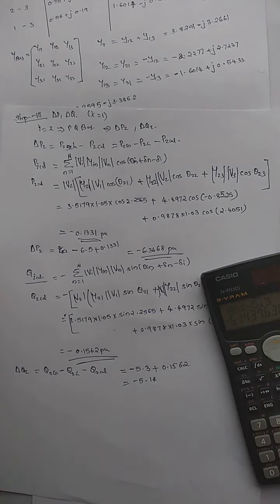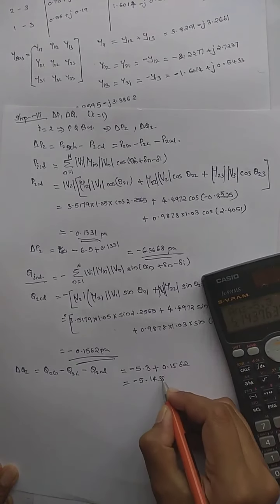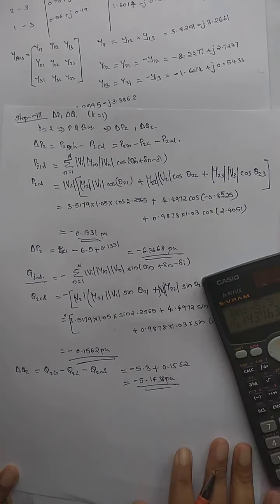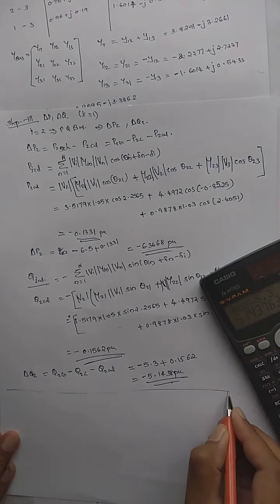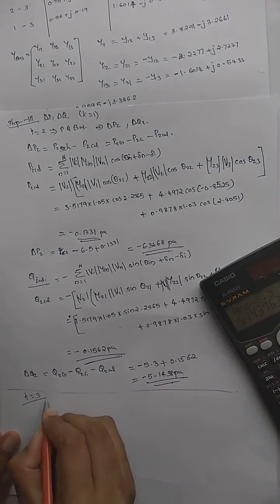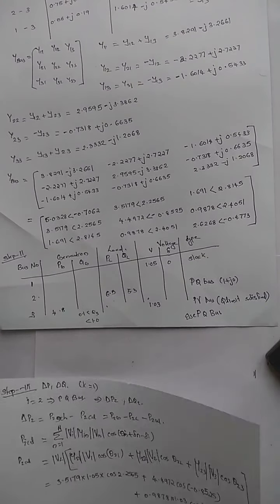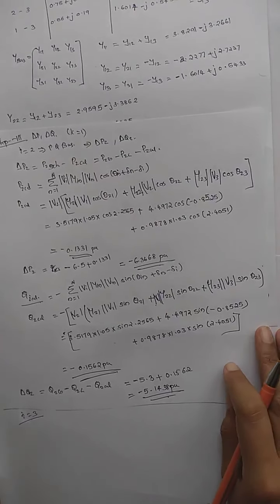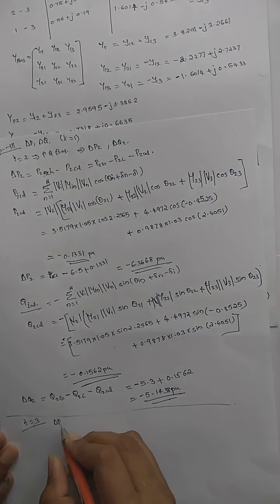Delta Q2 is minus 5.1438 per unit. Okay, so this is my delta Q2. And next, what do we have to find out? We have to find out for my bus 3. My bus 3 is a PV bus, but the Q limit is given. First, anyway, we have to find out delta P3.